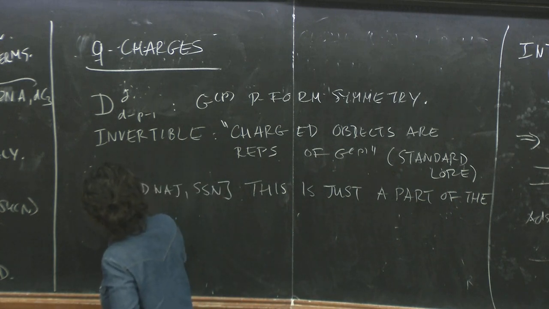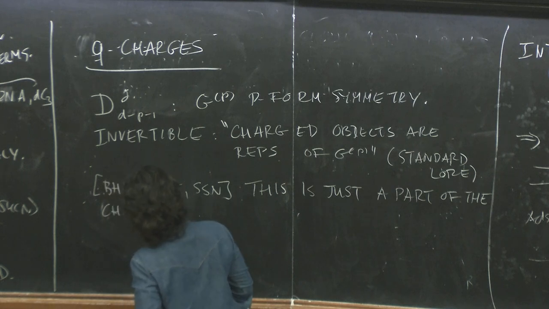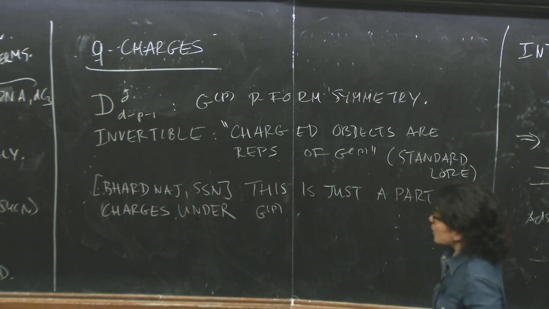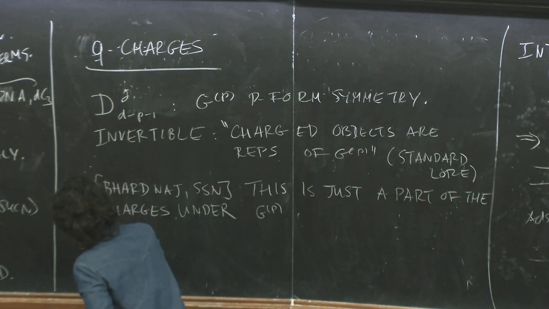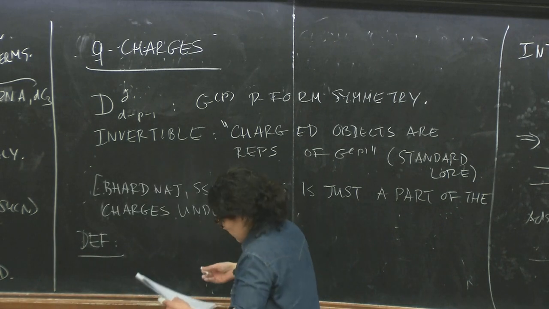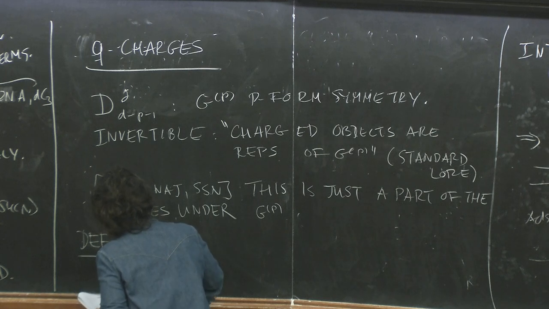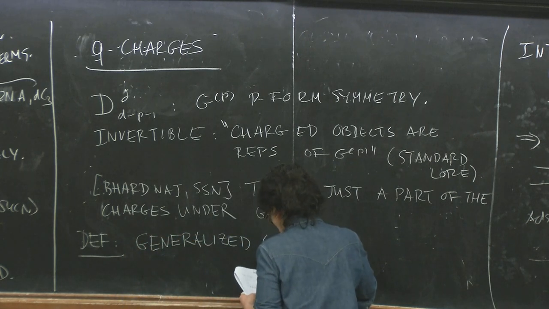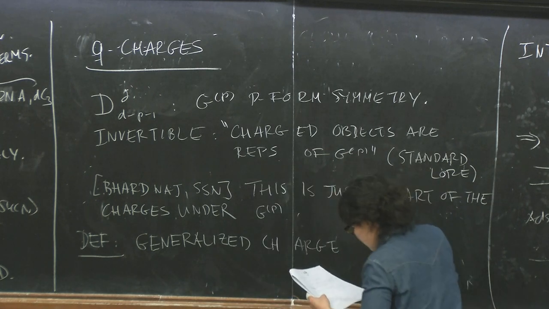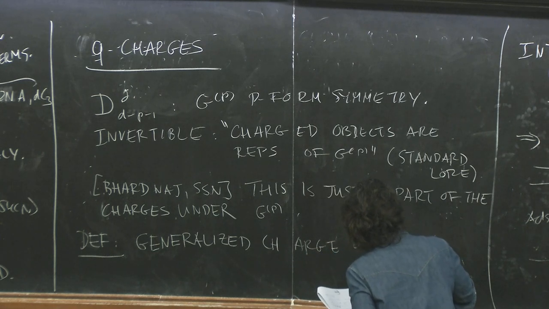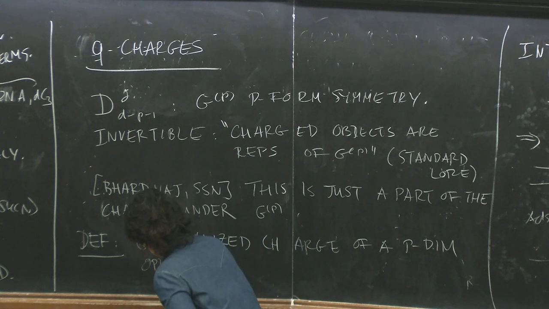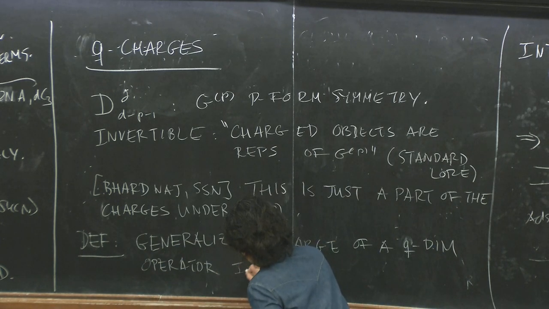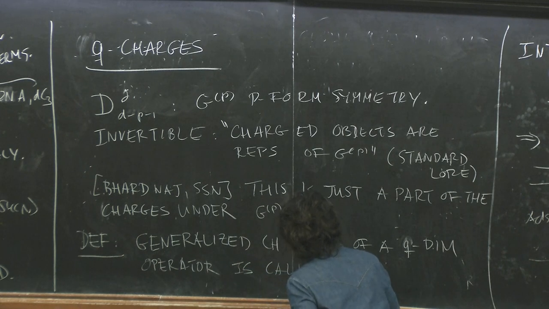The representation, or the charges, under p-form higher form symmetry. What I want to define is, if you have a higher dimensional operator, a generalized charge is something that's charged under a generalized symmetry, and a q-dimensional operator is called a q-charge.